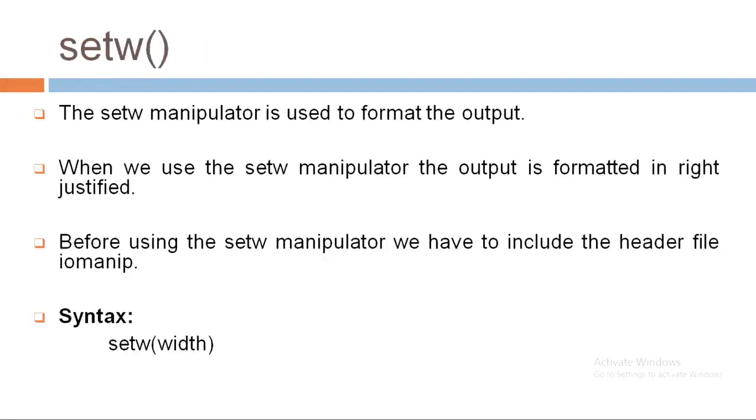In the same way, setw is there. The setw manipulator is used to format the output. When we use the setw manipulator, the output is formatted right justified. This is the default behavior of setw. Before using the setw manipulator, we have to include the header file iomanip, input output manipulator. The syntax to use setw is setw, with the width in brackets. Here width is the number of character spaces that we want in our output.